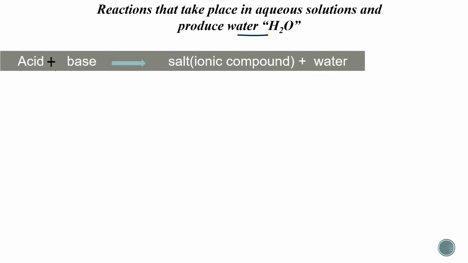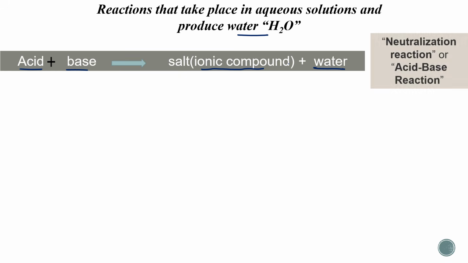So عشان شيء احنا شرحنا الاسيد والبيز. So guys, whenever you have an acid and a base, okay, reaction, you will always get an ionic compound and water. This is called a neutralization reaction or an acid-base reaction. تمام؟ هذا التفاعل اللي ما بين الأسيد والبيز. Neutralization لأنه يكون لي مي. المي is neutral. Water is neutral. Okay?